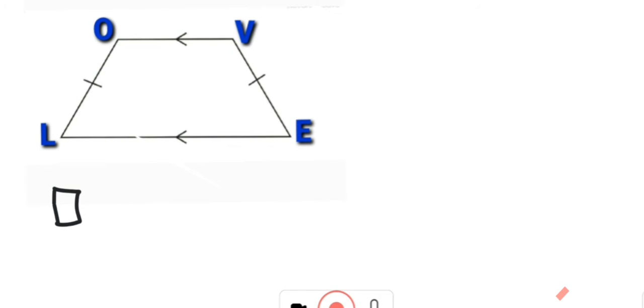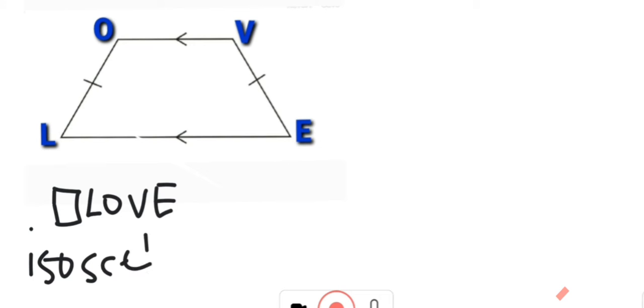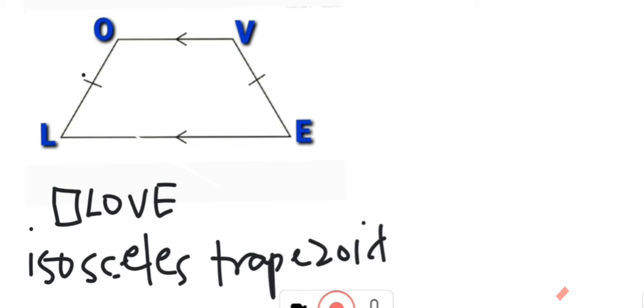Equilateral, that is a trapezoid. So this is trapezoid LOVE. Trapezoid LOBE is an isosceles trapezoid. What makes this an isosceles trapezoid? Simply because the legs are congruent.